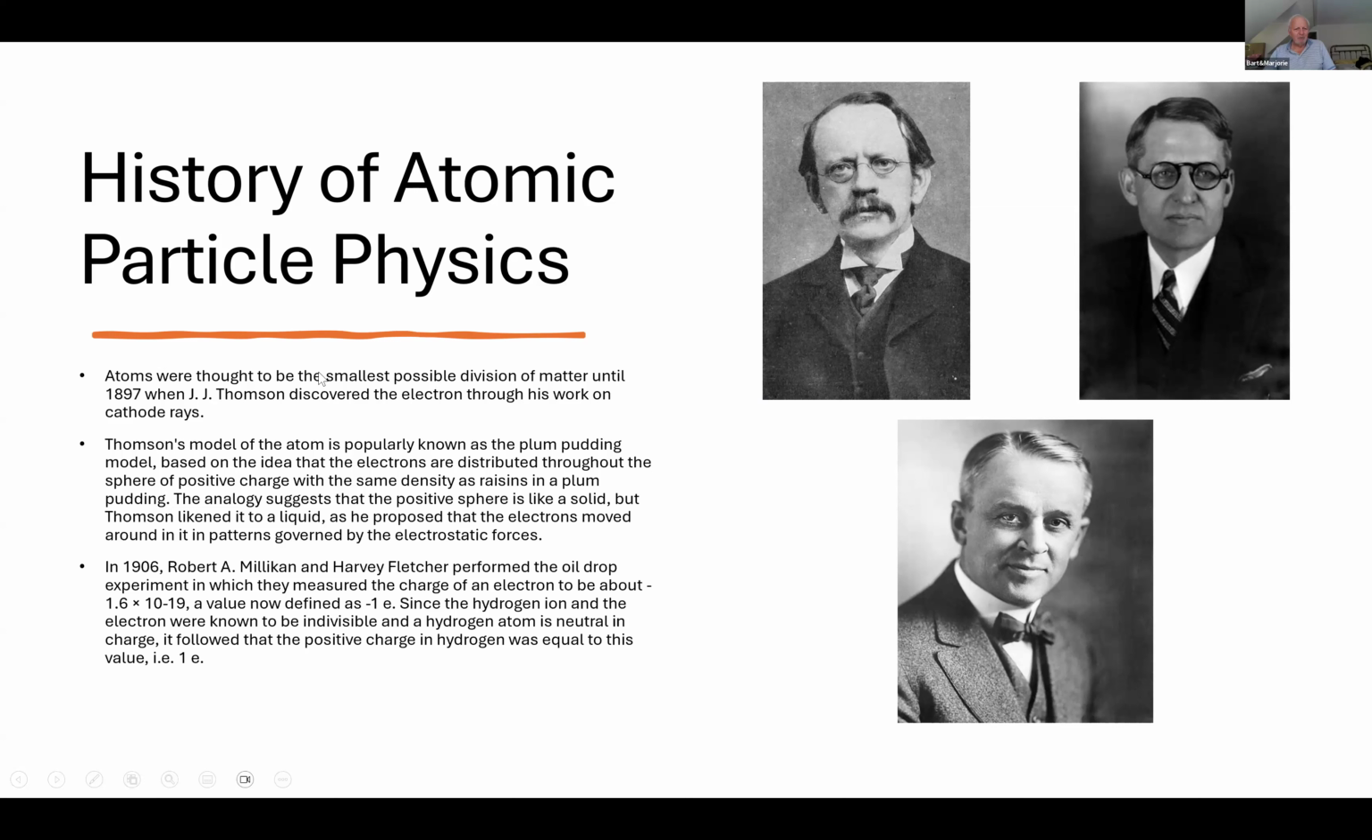Atoms, again, were thought to be the smallest possible division of matter until 1897, when J.J. Thomson discovered the electron, which turns out to make up parts of the atom's matter. So he ended up with a model which was popularly known as a plum pudding model of the atom, based on the idea that the electrons are distributed throughout the sphere of positive charge, having the same density as raisins in a plum pudding.